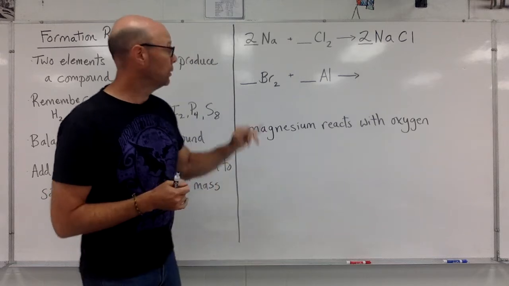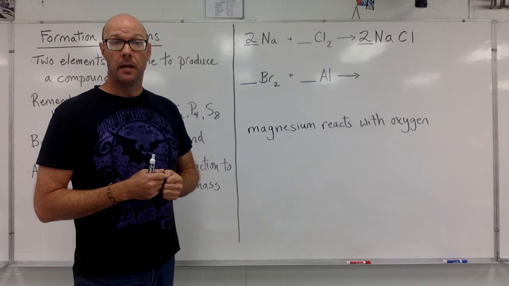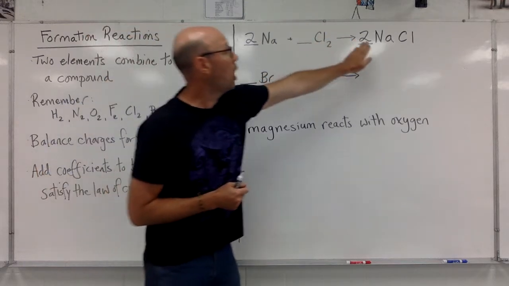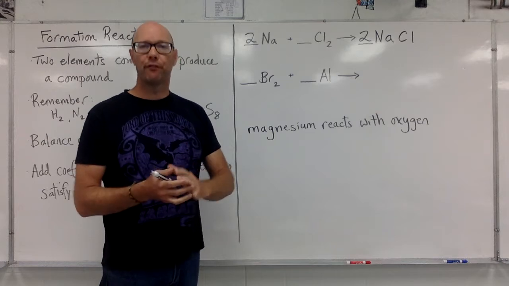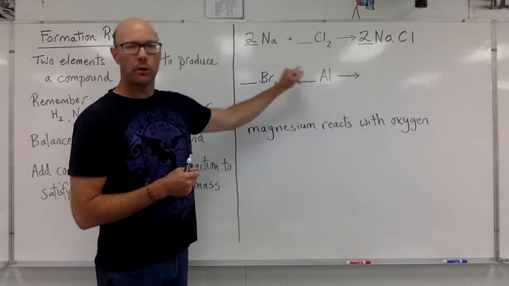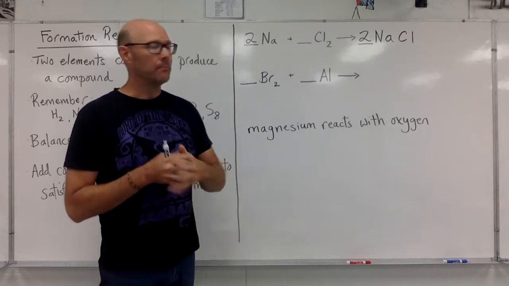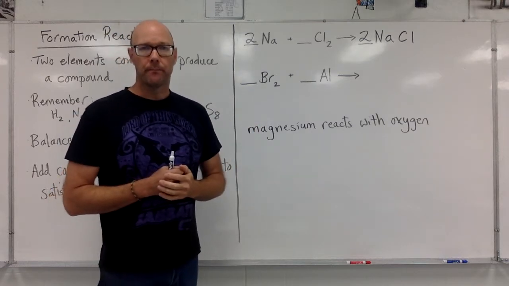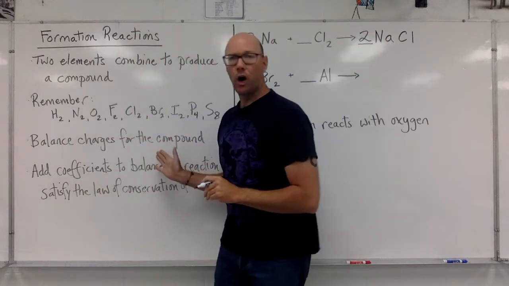A second example, Br2, bromine, reacting with aluminum. This is a little bit funny. When we make our compound, we always want to have the metal, we always want to have the cation first. So even though these chemicals are listed in this order as reactants, when we put them together, the aluminum is going to come first. To form a compound, balance the charges.